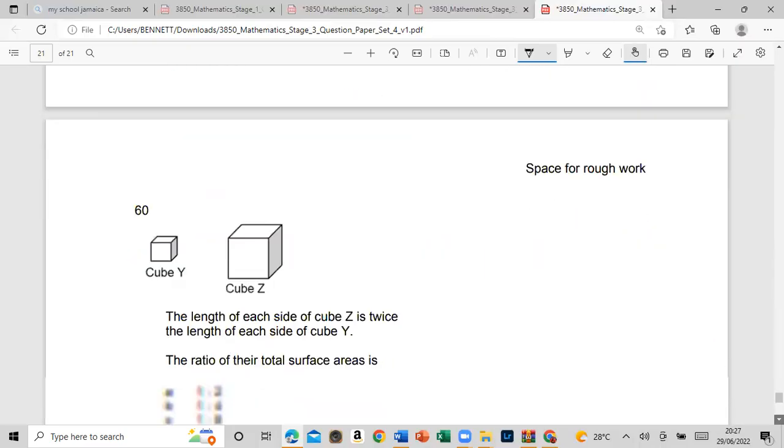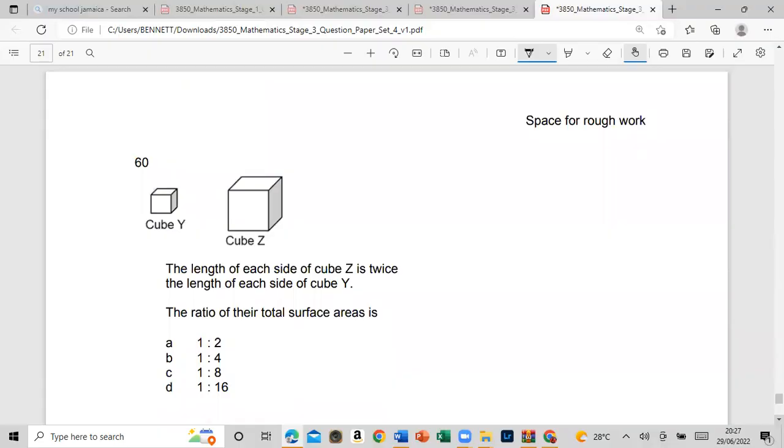All right, so let's go. The length of each side of cube C is twice the length of each side of cube Y. So I'm going to say this is a 2, this is a 1. The ratio of the total surface area: for the small cube it will be 1 times 1, and then 6 times 1 is 6. So that is the total surface area for this one. Those are 6 sides, I add them up.